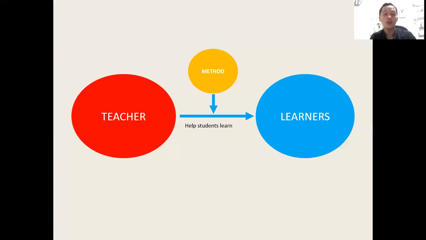In conclusion, we all know that one of the teachers' roles is to help students learn. They have to help students learn. In helping students learn, teachers need a method as an overall plan. Without a method, teaching will not be effective. That's why we need to plan our teaching. We need a method that will direct and guide our teaching.